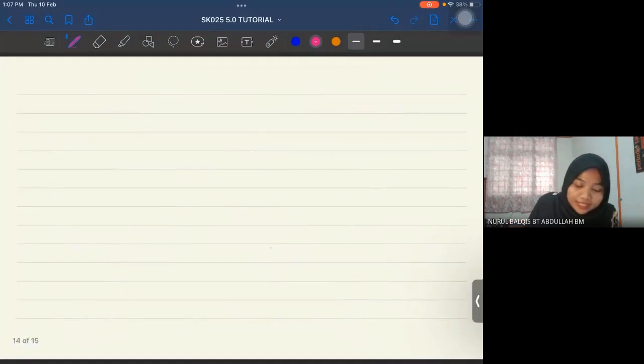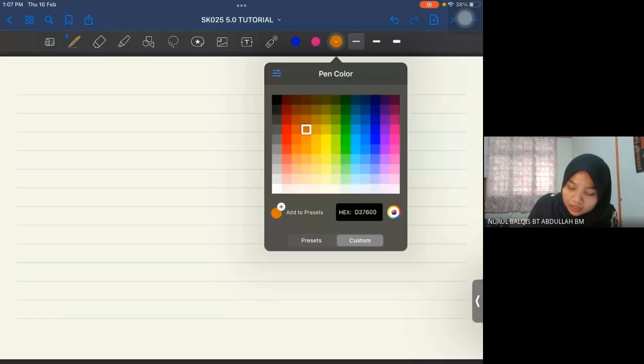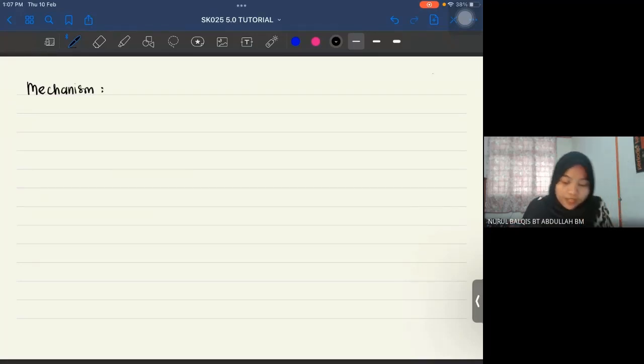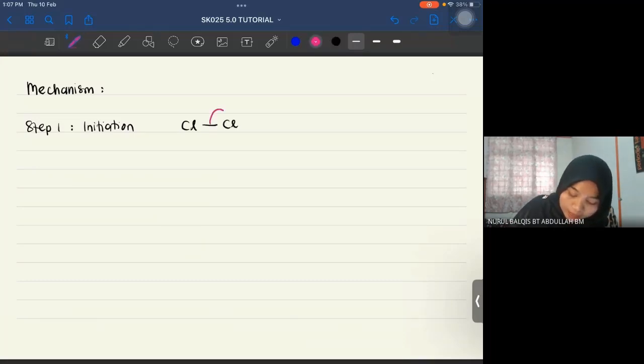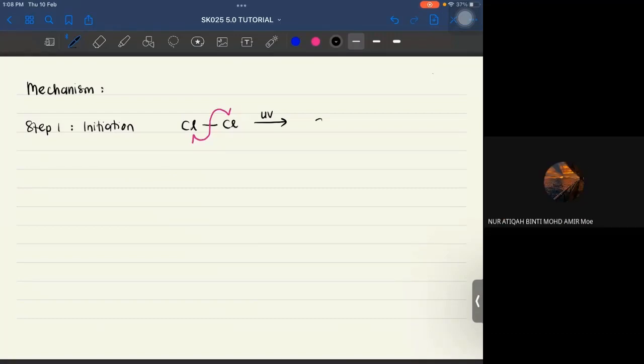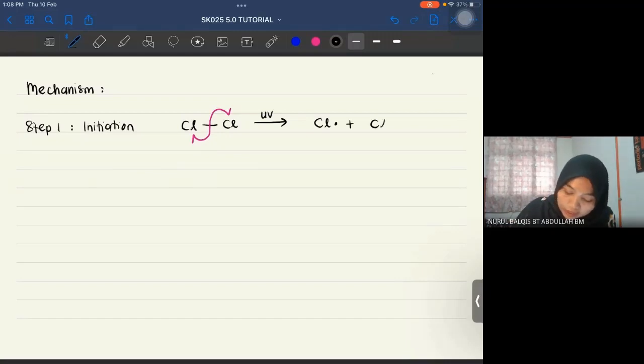Okay, now kita nak buat mechanism. Okay, the last one dah nak habis dah. So your mechanism will involve yang kita buat tadi tu lah. Okay, so kita akan start dengan step number 1, the ionization, right? Step 1 is ionization. So these ionizations, we have the Cl-Cl, we break them with the presence of UV. And then kita akan dapat apa daripada this homolytic cleavage? Radical of Cl. Yes, 2 radical of Cl lah.